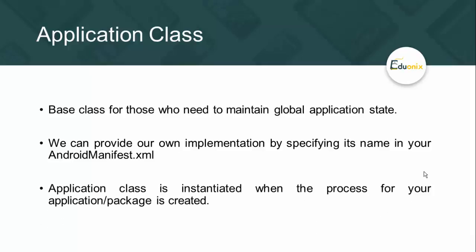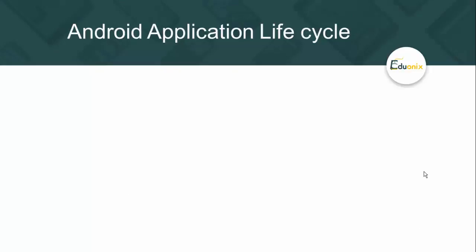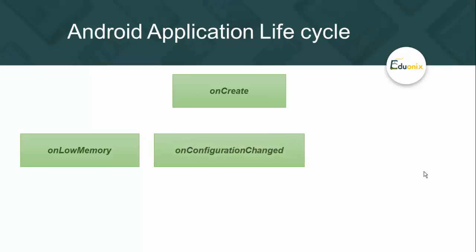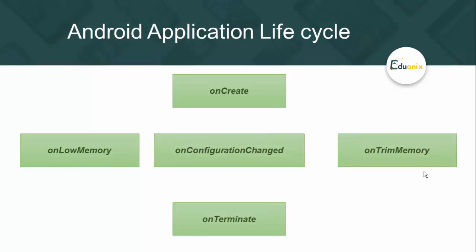The application class is instantiated when the process for your application package is created. That means whenever we are running an application, the code that executes first is the application class, and the function that executes first is the onCreate method inside the Android application class. Various stages of the life cycle of an Android app are executed by various methods contained in the app. These methods include onCreate, onConfigurationChanged, onLowMemory, onTrimMemory, onTerminate. Let us now learn these methods in detail.